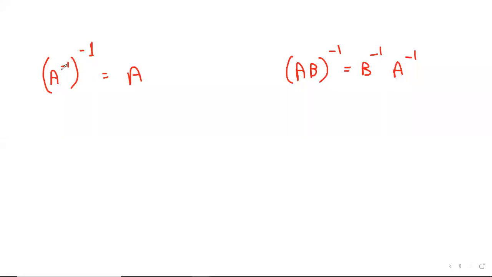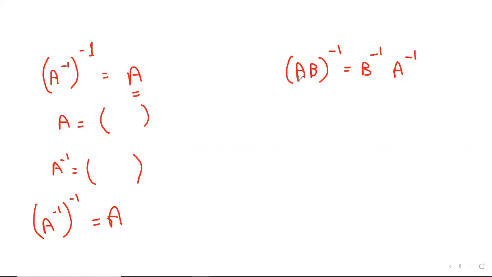If we have a matrix A and we find its multiplicative inverse, then we find again the multiplicative inverse of that inverse, you will get A at the end. So if you have any matrix A, and you find A to the power of negative 1 by using the steps we have learned, and then find the multiplicative inverse of this matrix, you will get A at the end.